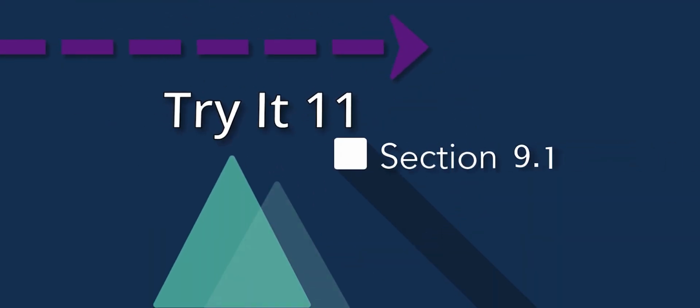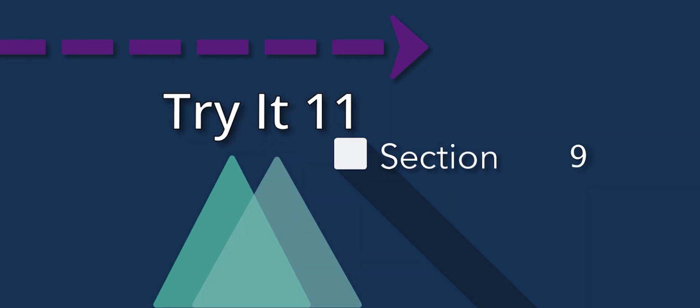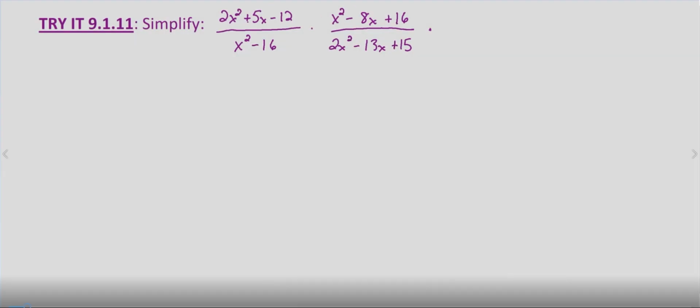So again, we're looking at multiplying two rational expressions. The process is the same. The difference is that the factoring and the expressions themselves are becoming more complex. But the process is the same. Our first step is we factor the numerators and denominators of each.